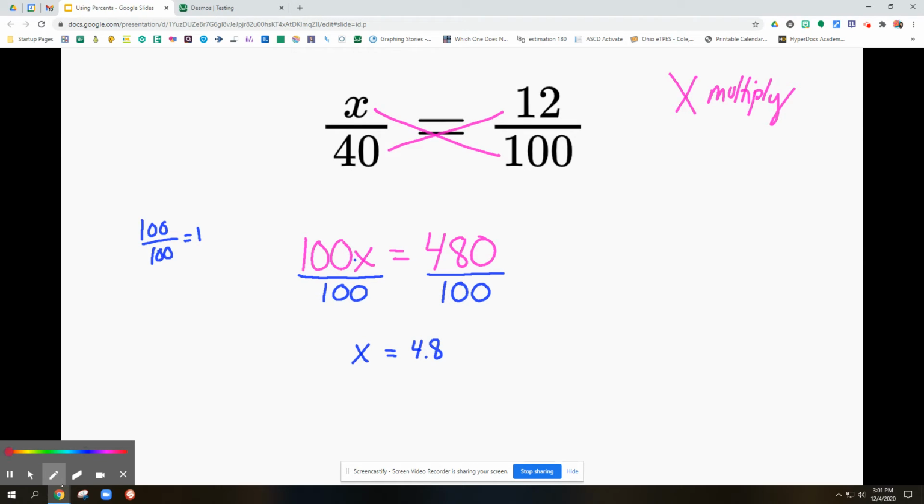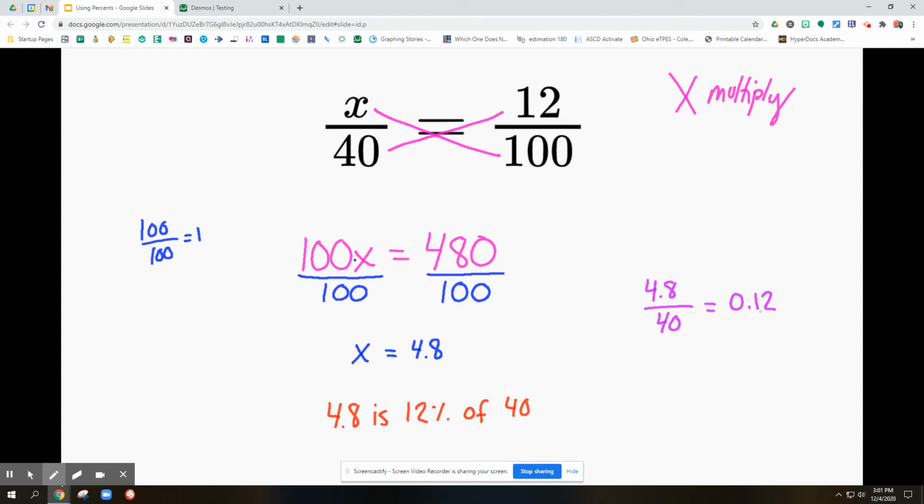So, in conclusion, 4.8 is 12% of 40. If you want to check yourself in the calculator, what you do is you take 4.8, put it over 40, because that's a fractional amount. This is the same thing as division, and if you take 4.8 and divide it by 40, you will get 0.12 in your calculator. We know that 12 hundredths is 12%.